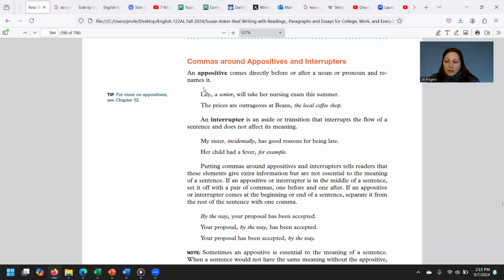This is really typical in news writing, news reports like Joe Biden, comma, President of the United States, comma, will not seek reelection. So the idea is that the thing, I'm sorry, the person, and then information about this person, and then the rest of the sentence. It's a really nice way to get more information about your noun in a kind of seamless way. So Lily, comma, a senior, comma, will take her nursing exam this summer.